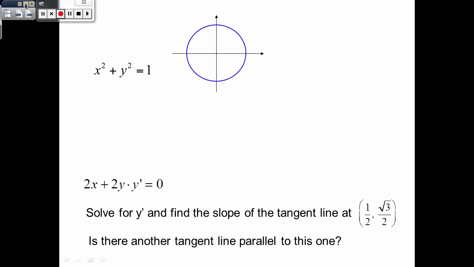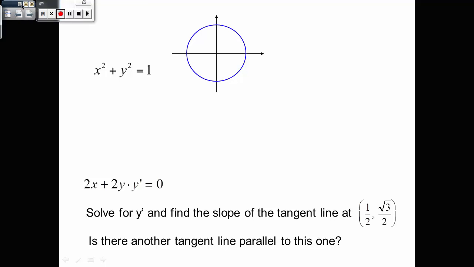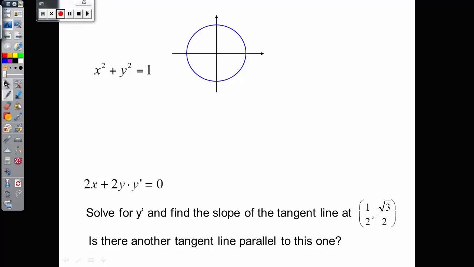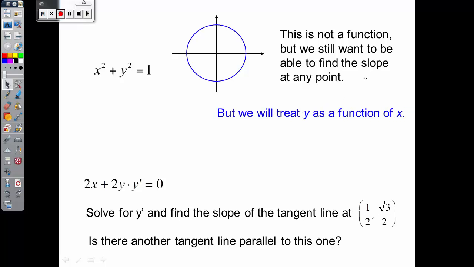So here's your problem: x squared plus y squared equals 1. Ignore the bottom, just look right here. You can see that this doesn't pass the vertical line test, because it's not a function, but we're going to treat y as a function of x.